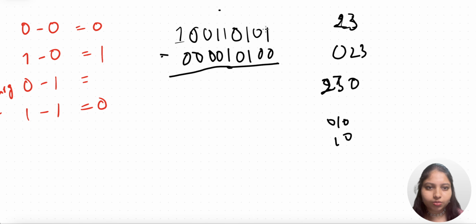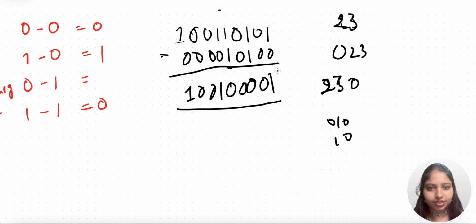So 1 minus 0 is going to be 1. 0 minus 0 is going to be 0. 1 minus 1 is going to be 0. 0 minus 0 is going to be 0. 1 minus 1 is going to be 0. 1 minus 0 is going to be 1. 0 minus 0 is 0. And 1 minus 0 is going to be 1 yet again. So this is our value.